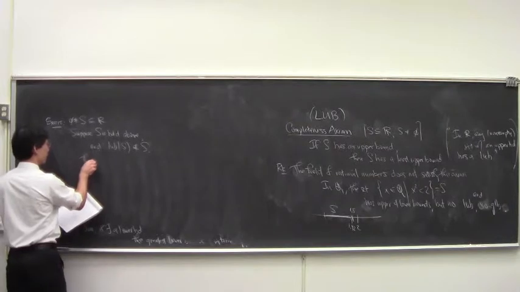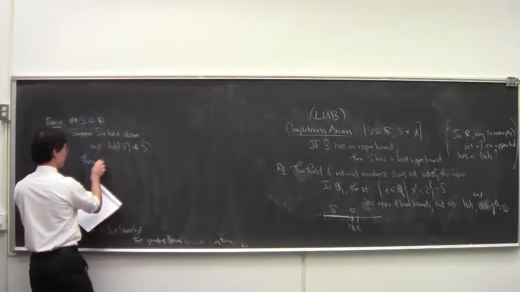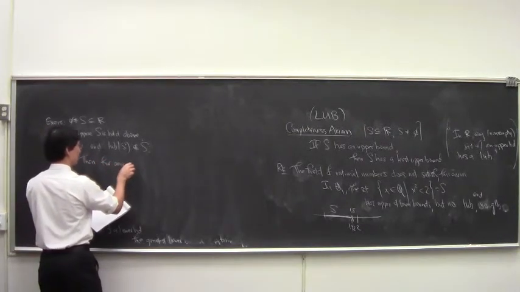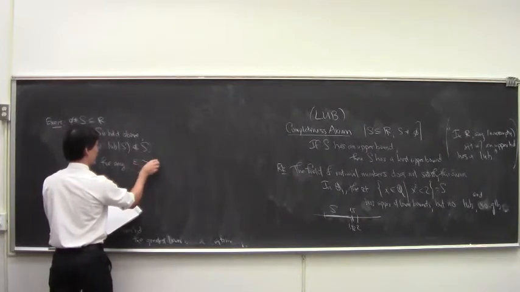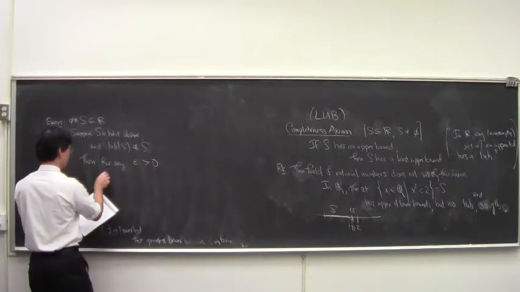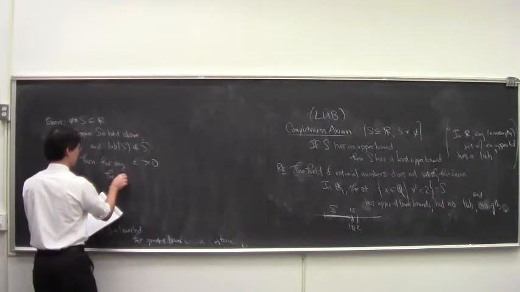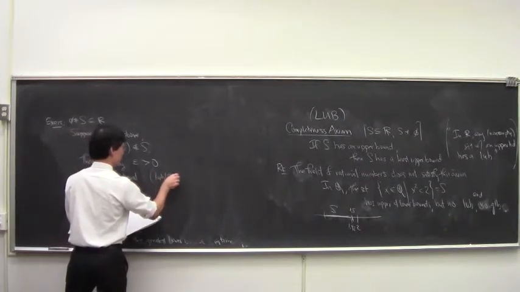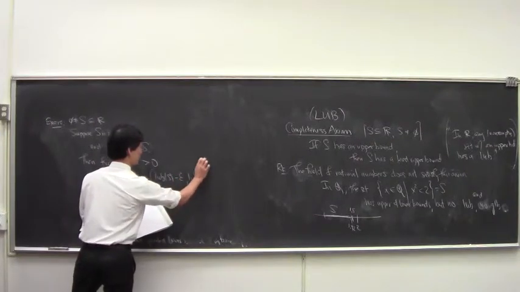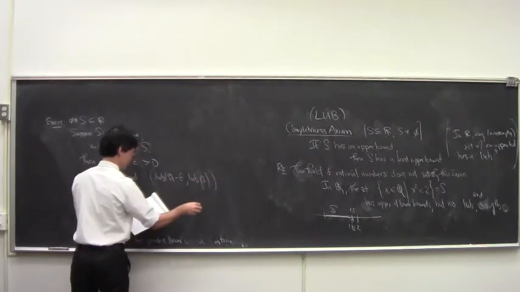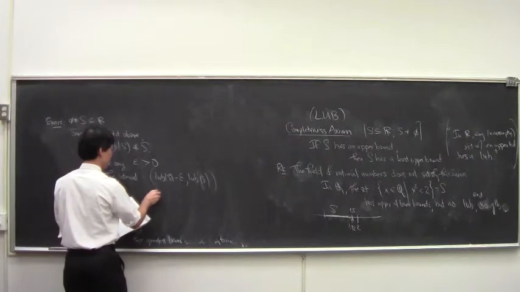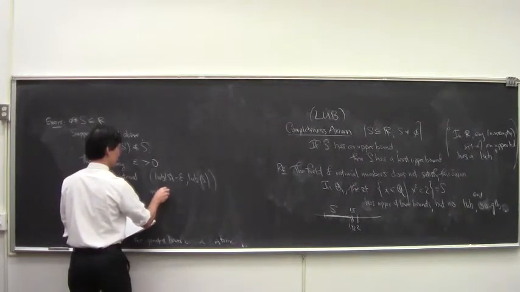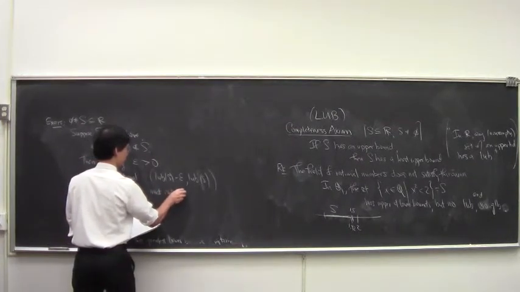Then, for any positive number epsilon, the interval least upper bound of S minus epsilon, least upper bound of S must contain an element of S.